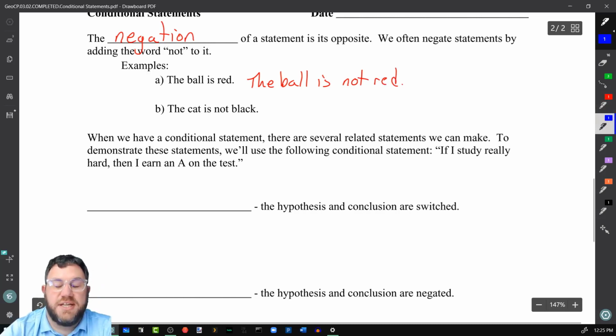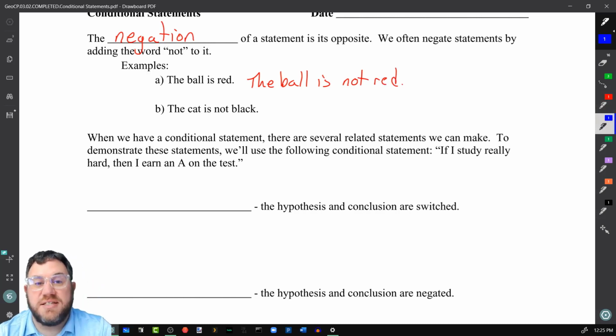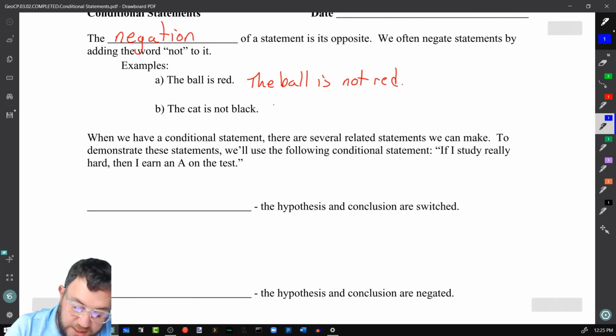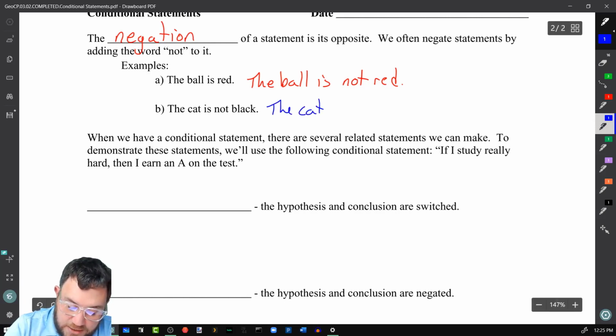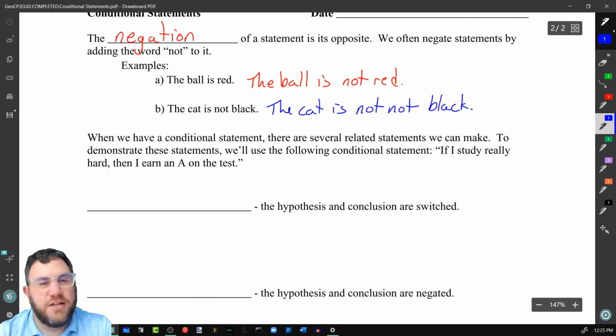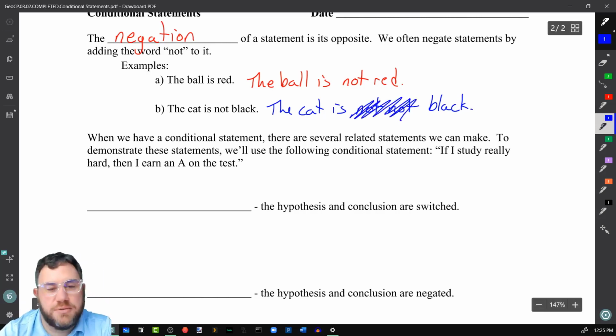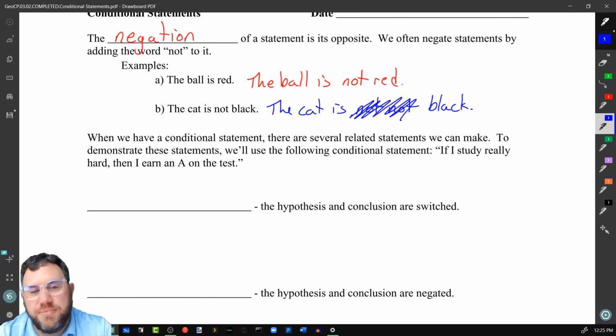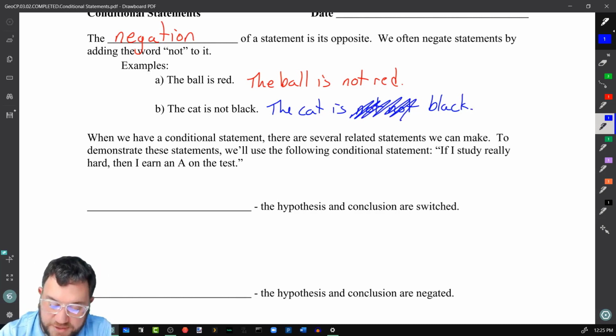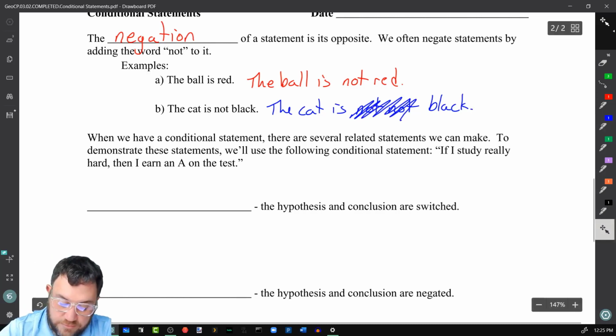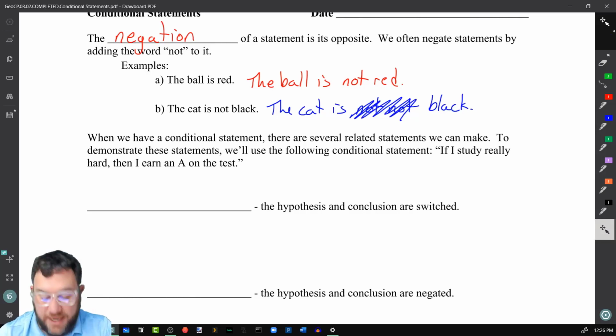If our statement is the cat is not black, and we wanted to negate that, we added not to it, but that's not how we really talk. The two nots would cancel each other out. You learned this in English class, double negatives. So we would just say the cat is black would be our negation.